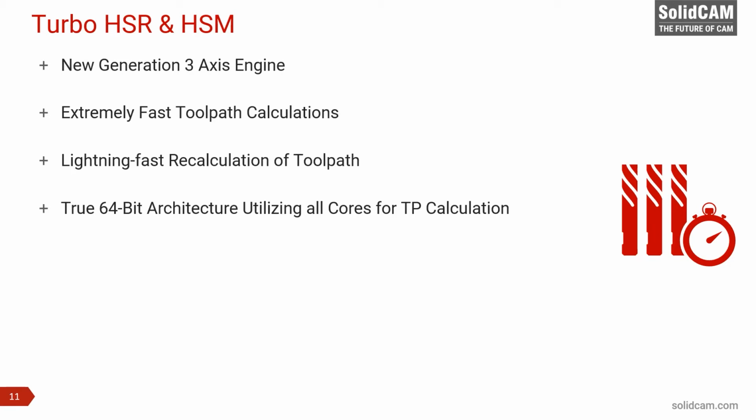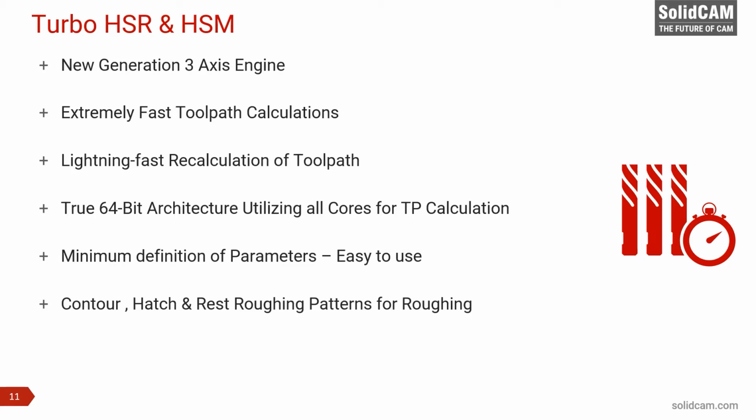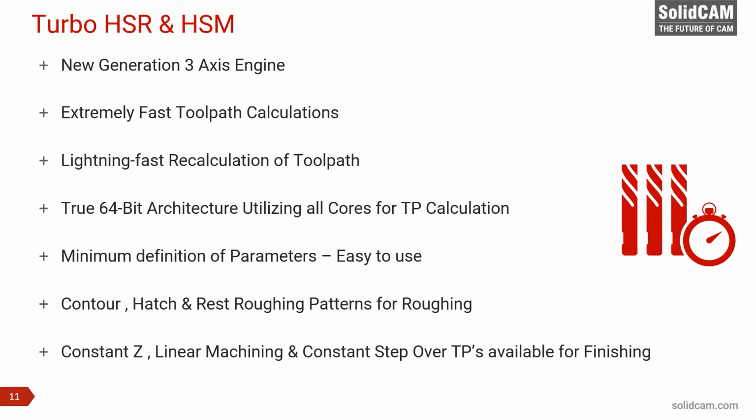Minimum definition of parameters, especially in Turbo HSM, allows users to learn the product very quickly and get productive within a day. For roughing, we have got contour, hatch, and rest roughing patterns, and there are finishing patterns available which are constant Z, linear, constant step over, including rest machining for finishing. And a complete collision control with a holder is available in Turbo HSM.